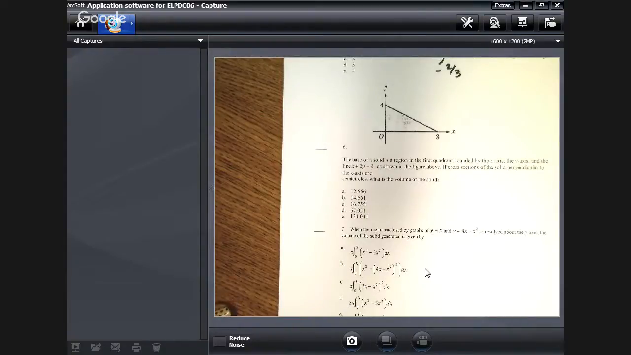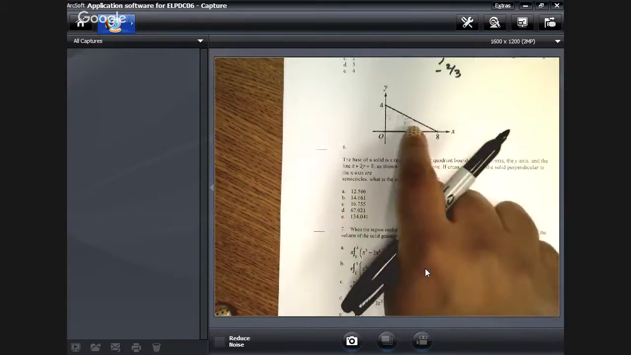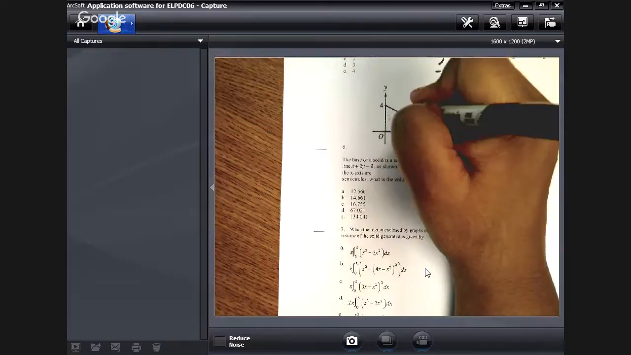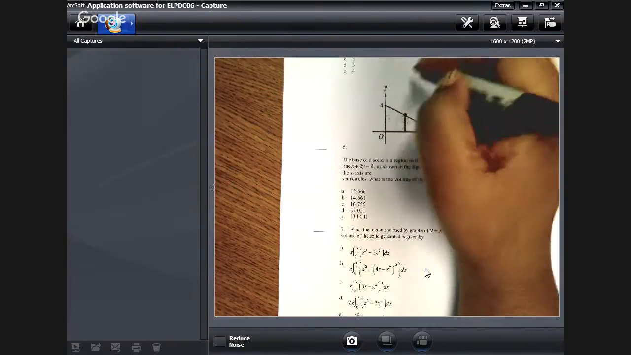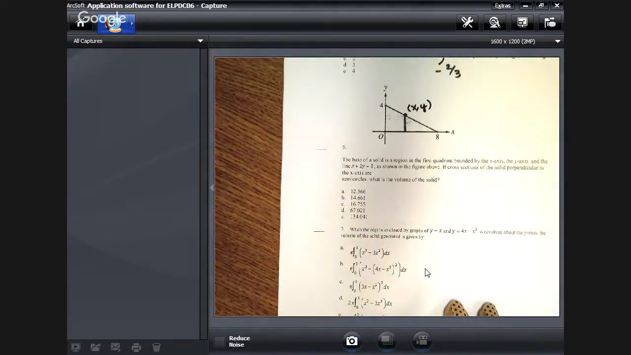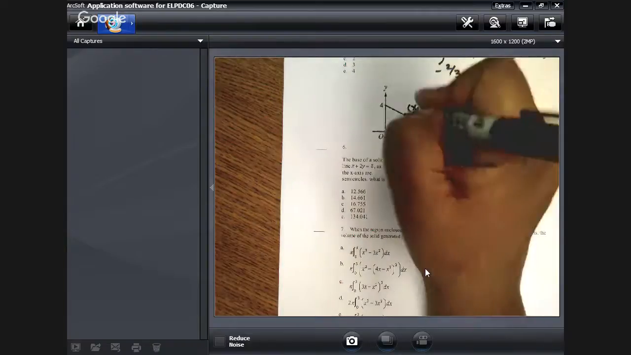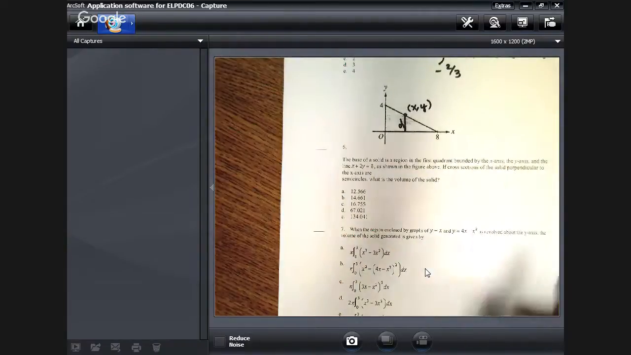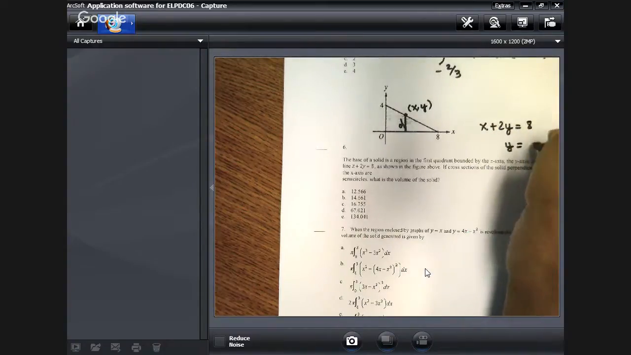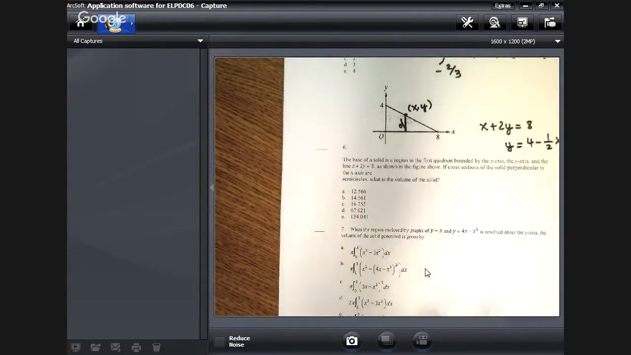So number 6, the base of a solid is a region in the first quadrant bounded by the x-axis, the y-axis, and the line x plus 2y equals 8, as you see up here. If cross-sections of the solid perpendicular to the x-axis are semicircles, find the volume of the solid. So if this is the representative slice, and that's the point x, y, right? The diameter of the semicircle is equal to y. And since x plus 2y is equal to 8, y is equal to 4 minus 1/2 x, solving the expression for y.